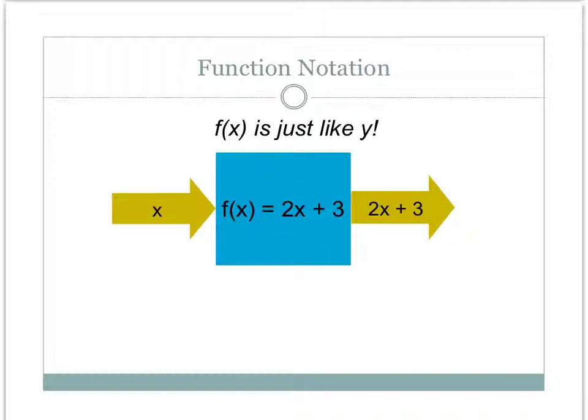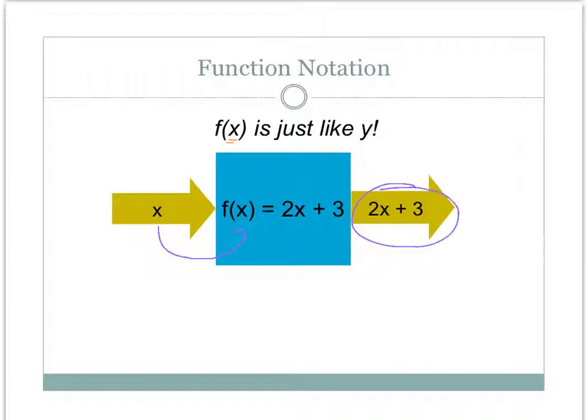The first thing you'll notice here is this f of x. f of x has the same function as y. They do pretty much the same thing. What this is telling you to do for f of x is to take whatever's in here, take x, and input it into f. We'll call this our function machine. If you take this value x and plug it into the function, you end up with 2x plus 3. So that just defines our function.